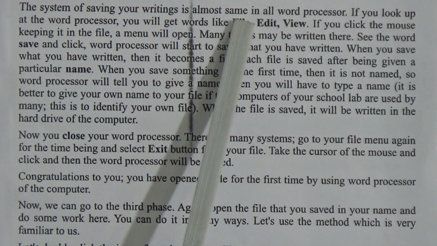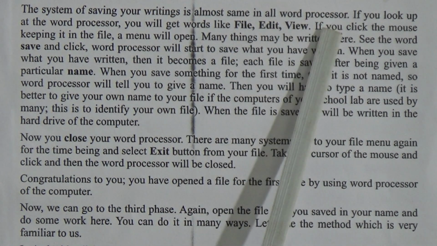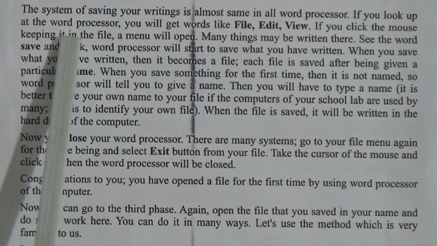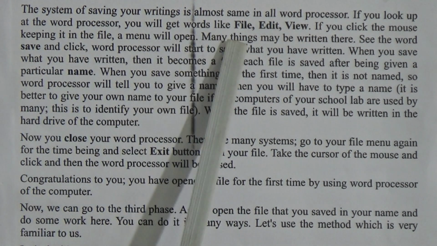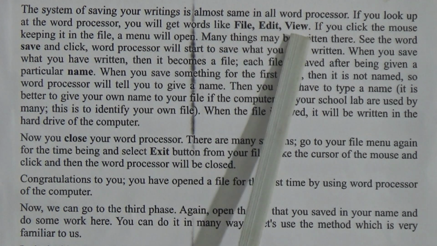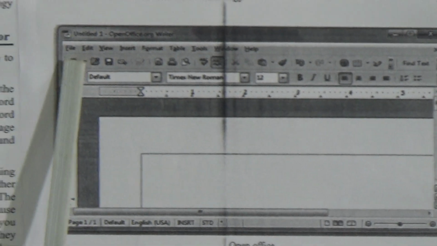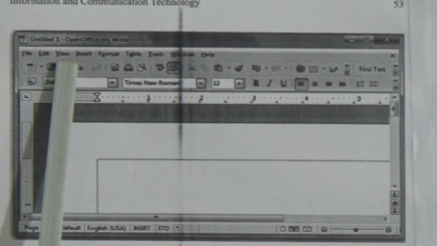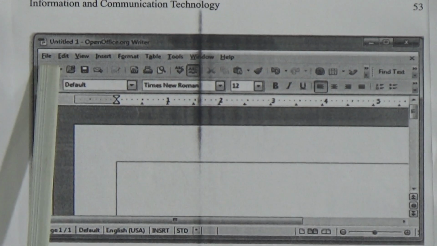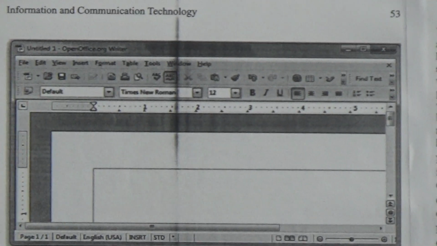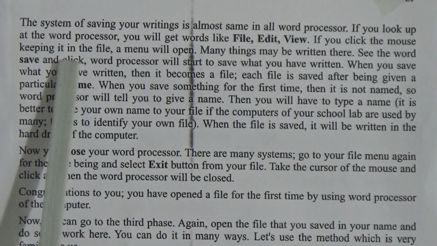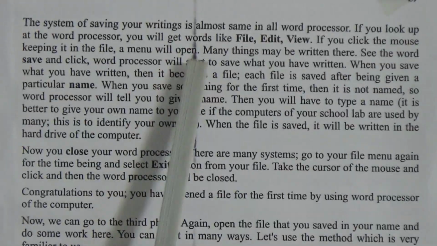The system of saving your writings is almost the same in all word processors. If you look up at the word processor, you'll get words like file, edit, view. I am showing you, look at the previous page 53: file, edit, view. We're talking about this file, edit, view. If you click the mouse, keeping it on the file, a menu will open.